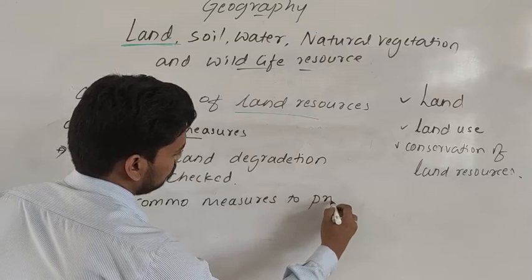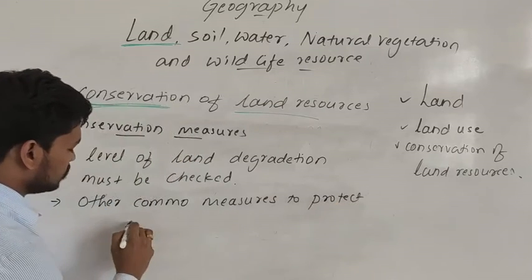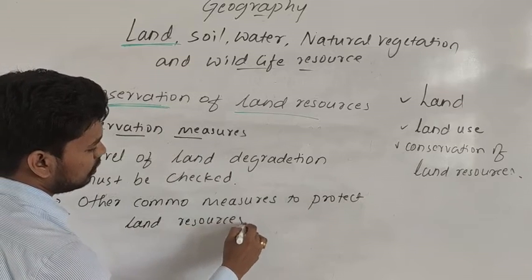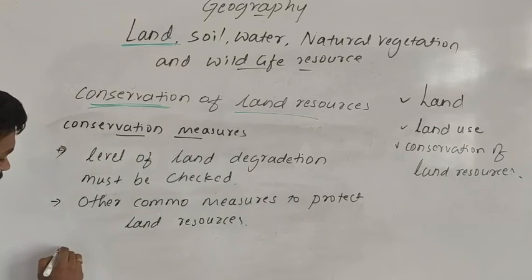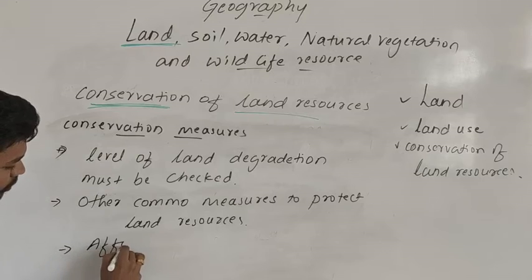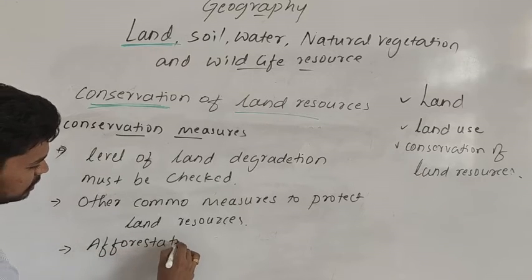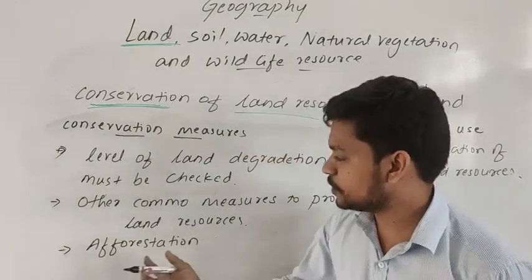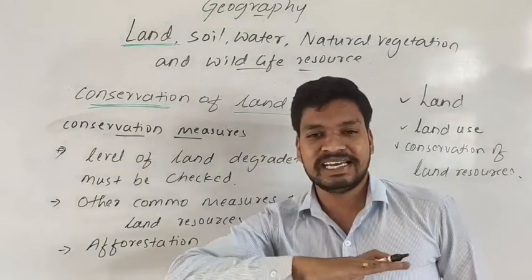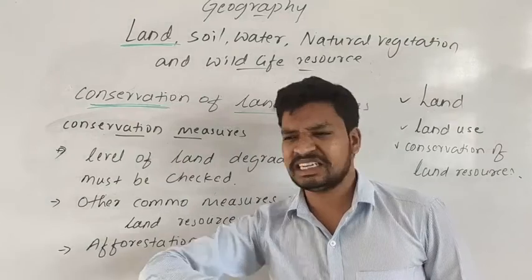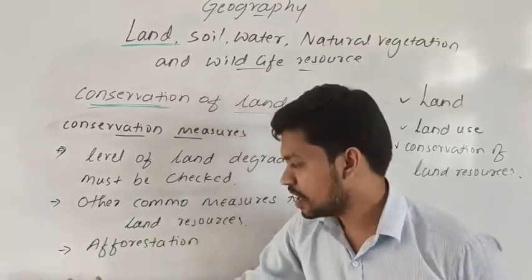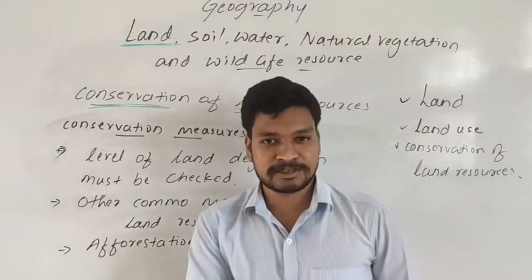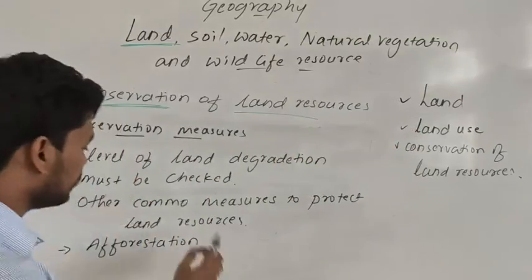Then there are some other methods, the other common measures to protect land resources. These are all common measures. They're like afforestation. Deforestation is nothing but chopping up or clearing the forest, cutting up all the trees. Afforestation means planting the trees, creating the forest. Creating the forest is called afforestation.